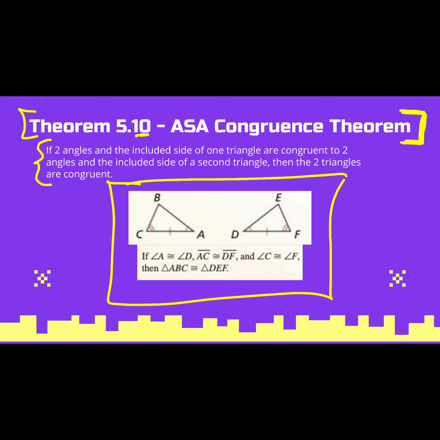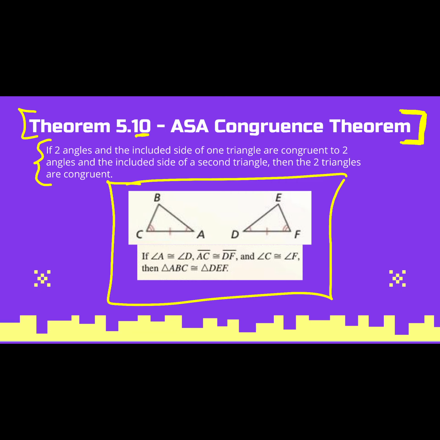angle, side, angle congruence theorem. So, by now you guys are getting the hang of these. If you saw angle, side, angle, you could probably guess what that means. But the formal definition is if 2 angles and the included side of one triangle are congruent to 2 angles and the included side of a second triangle, then the 2 triangles are congruent.